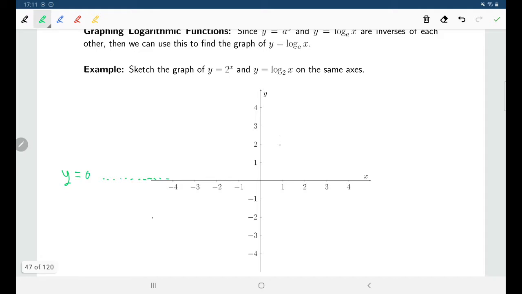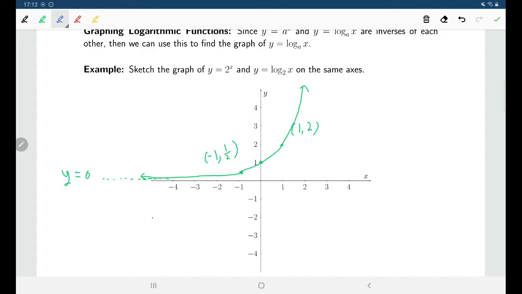So I'm just plotting in what I know about exponential functions. In this case, an exponential function with base 2 should pass through the points 1 comma the base, which is (1, 2). It should pass through the y-intercept (0, 1), and should pass through the point negative 1 comma 1 over the base, which is 1/2. There we go. And there's my exponential function graphed.